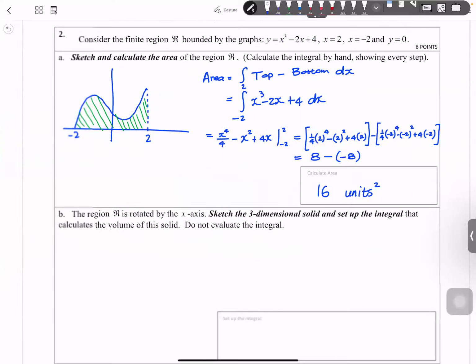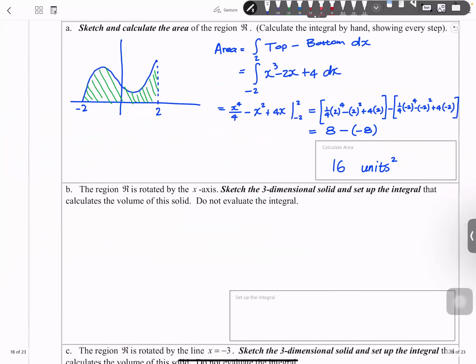All right. Part B of this problem, the region R does not change, but this time we're just going to rotate it about the x-axis. Sketch the three-dimensional solid and set up the integral. See, in this case, they just want you to set up the integral and not even evaluate it. But we do want you to sketch not only the region, but the solid that is formed. We want to see if you can visualize three-dimensionally what this is going to look like.